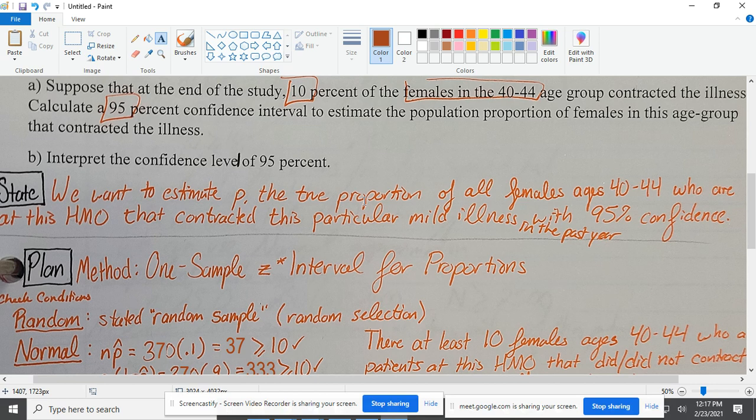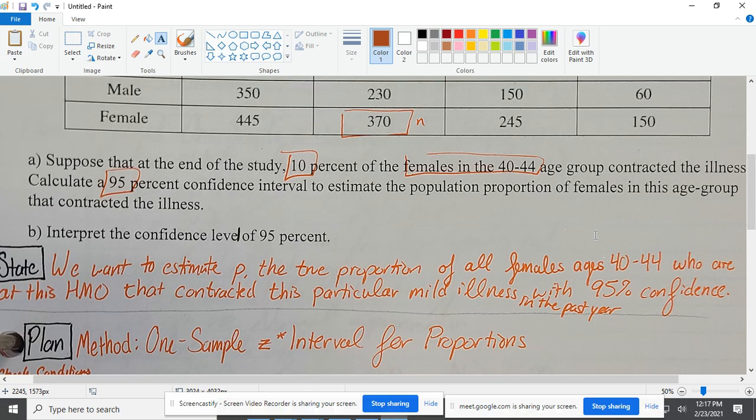All right, so method should be fairly easy right now because there is only one if we know it's proportions. What told you that it was a proportion problem? It literally says the word proportion. So again, just like from before, you should not have an issue differentiating between mean and proportion.